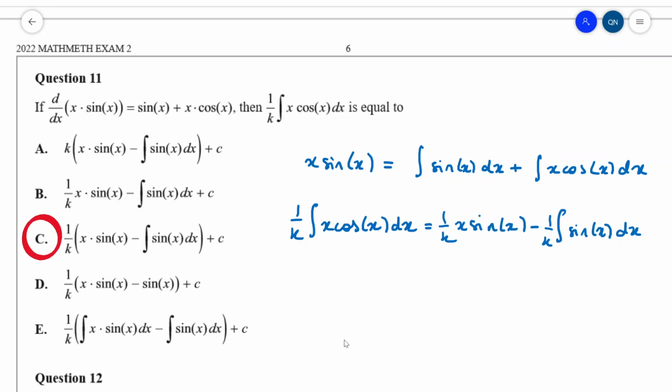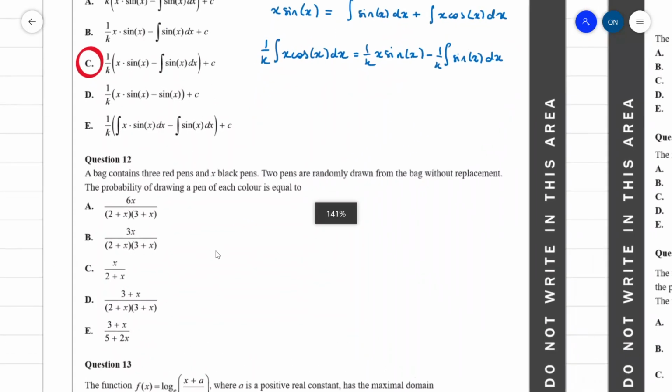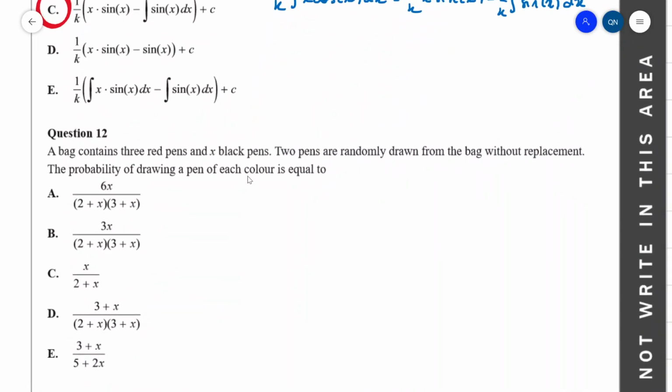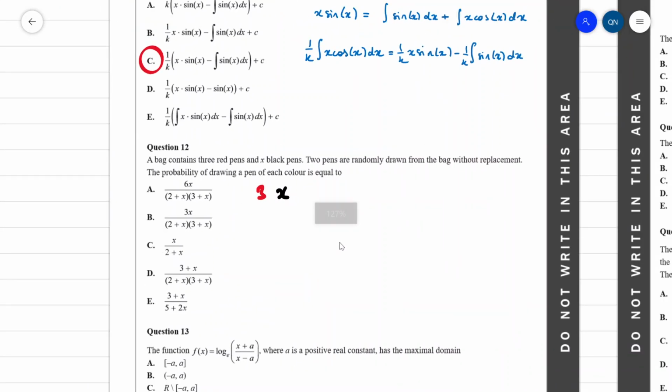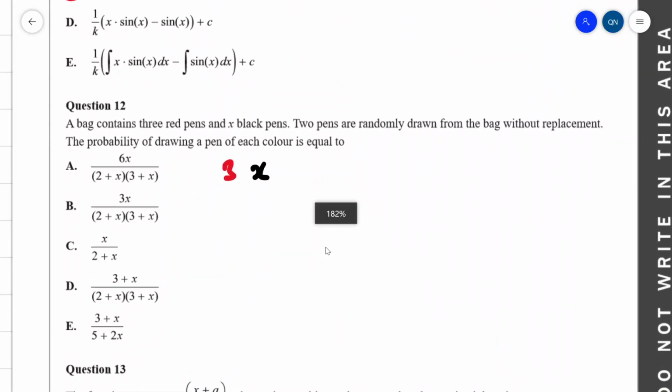Alright, question 12. A bag contains 3 red pens and X black pens. So let's think about this a little bit. We have 3 red pens and we also have X black pens. 2 pens are randomly drawn from the bag without replacement. The probability of drawing a pen of each color is equal to. First thing I think of is a tree diagram, because each time you choose a pen, you're going to change the probability. So let's represent this in a nice way.